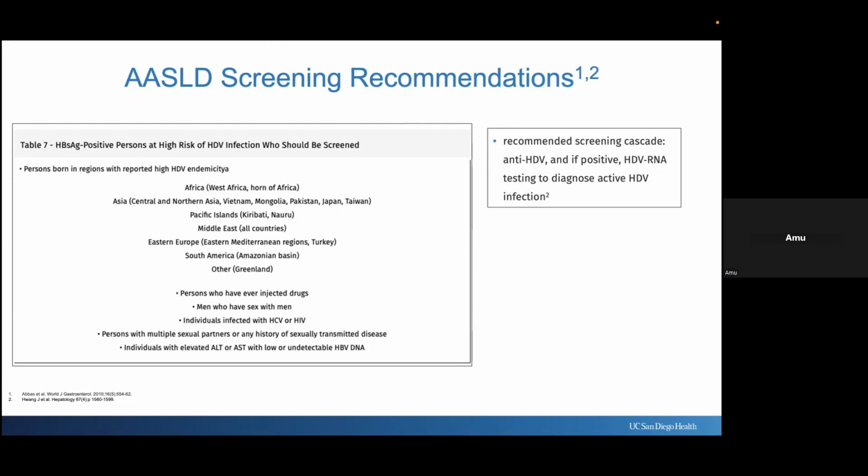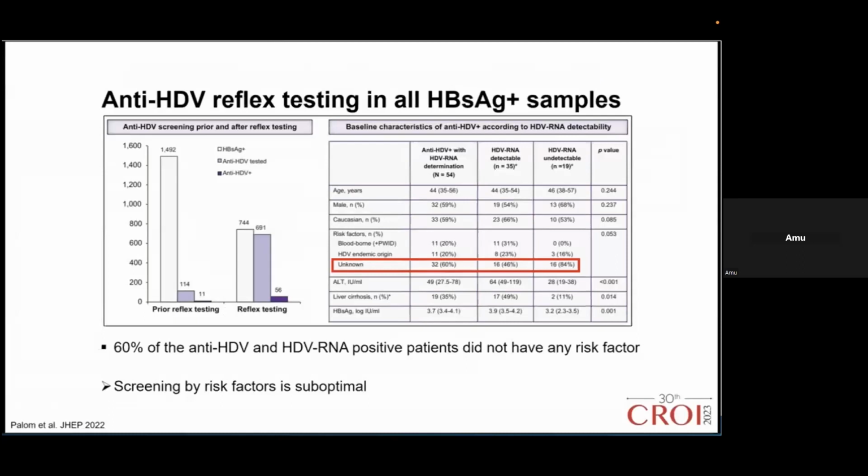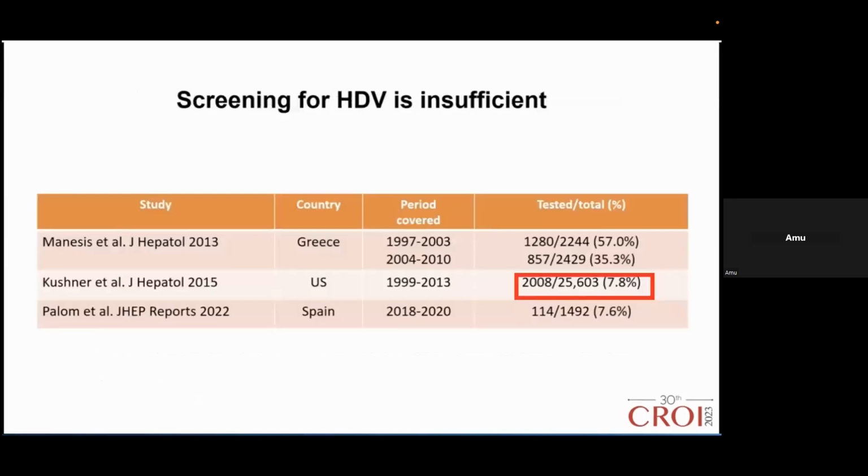The testing cascade recommended is antibody testing followed by RNA testing to diagnose active infection, and not the delta antigen, of note. In a study of patients with reflexive hepatitis D screening in all persons with hepatitis B surface antigen, 60% of people diagnosed with active hepatitis D replication did not have an identifiable risk factor for hepatitis D infection, which suggests that screening by risk factors alone may be suboptimal. So in general, less than 10% of those with hepatitis B surface antigen in the US are screened.